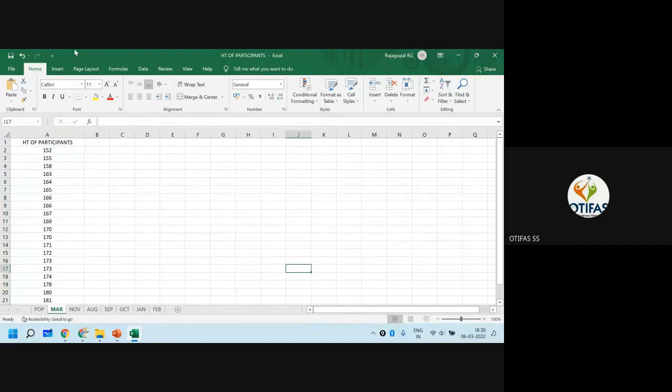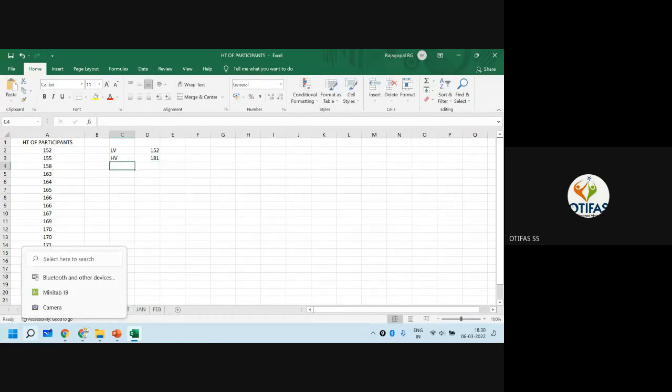What are 3 things you got? You can get the maximum value, you can get the minimum value. What is the lowest value here? 152. And what is the highest value? 181. Very simple descriptive statistics, the lowest value and the highest value.